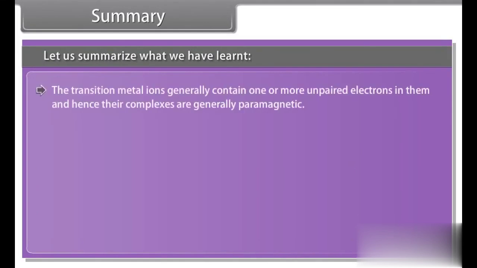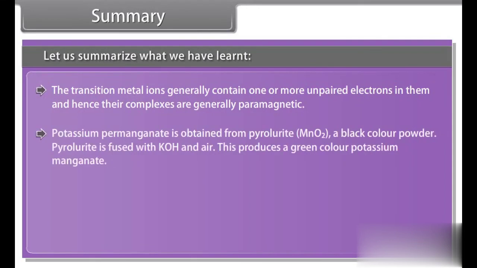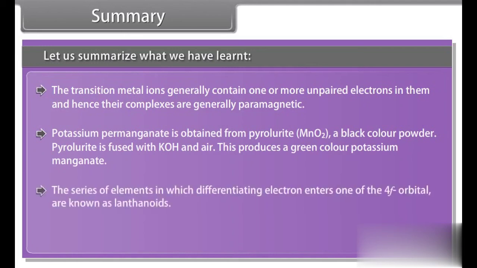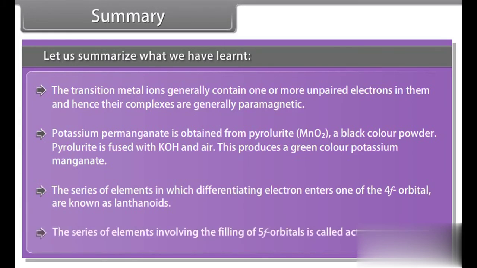The transition metal ions generally contain one or more unpaired electrons in them, and hence their complexes are generally paramagnetic. Potassium permanganate is obtained from pyrolusite, a black colored powder. Pyrolusite is fused with KOH and air. This produces green colored potassium manganate. The series of elements in which the differentiating electron enters one of the 4f orbitals are known as lanthanoids. The series of elements involving the filling of 5f orbitals is called the actinoid series.